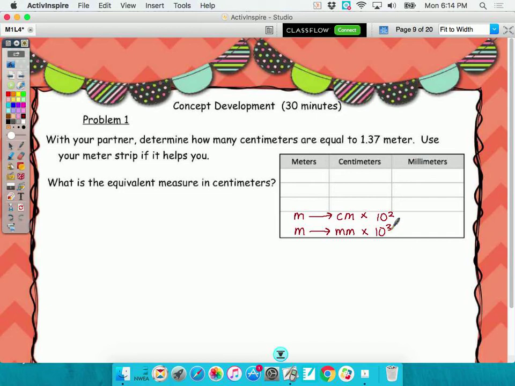First thing I want to do is go back to the 2 meters that we had on problem 1. And let's write 2 meters in the first box. And in the second box, we're going to multiply by what, boys and girls? 10 to the second. So 2 times 100 equals 200. And then for the third box, we're going to multiply by 10 to the third because we're going from meters to millimeters. So 2 times 1,000 equals 2,000. Pretty simple when we have all those zeros on the end.